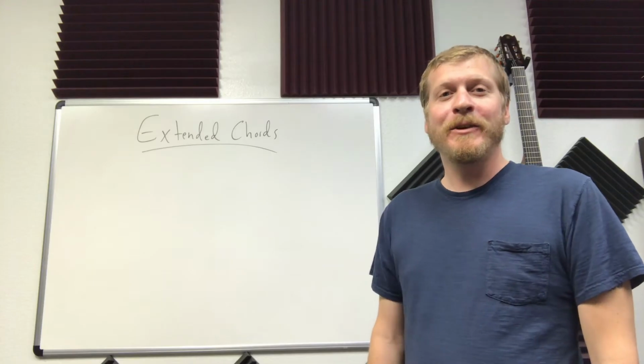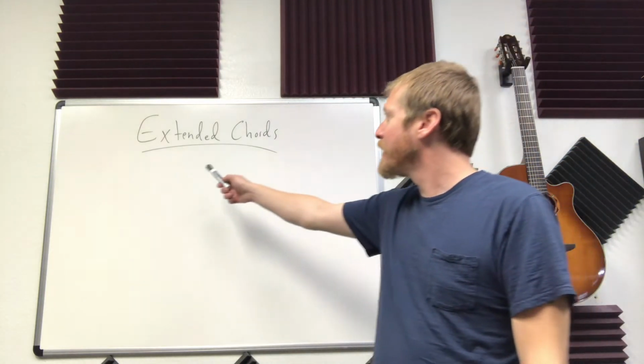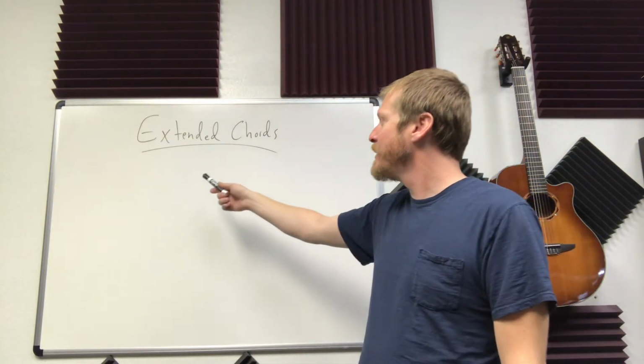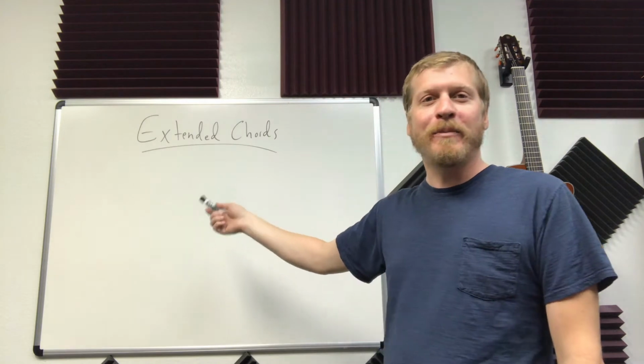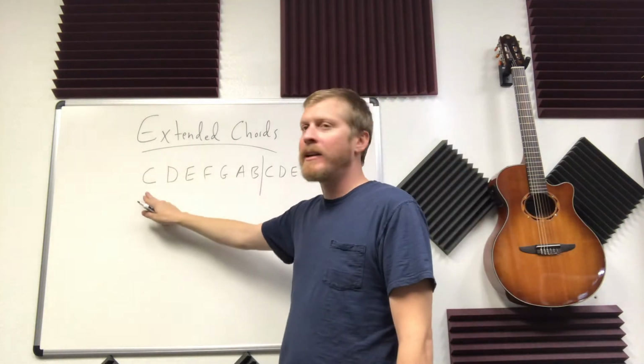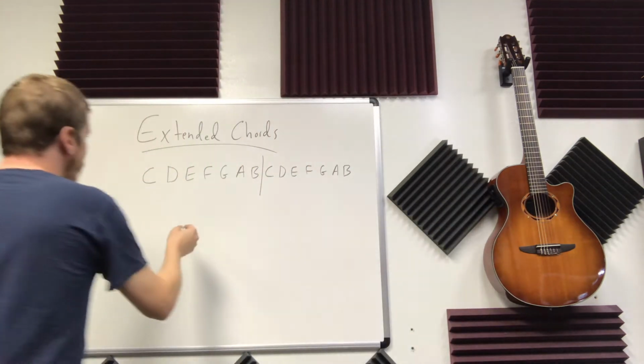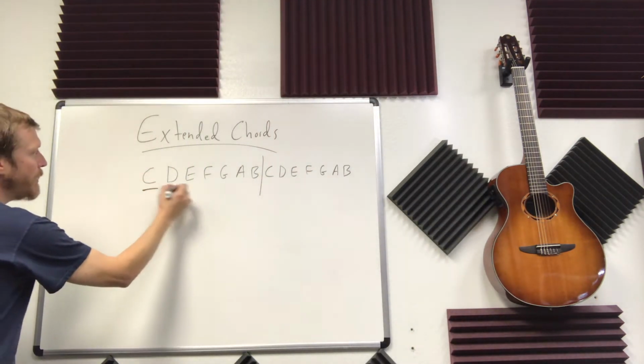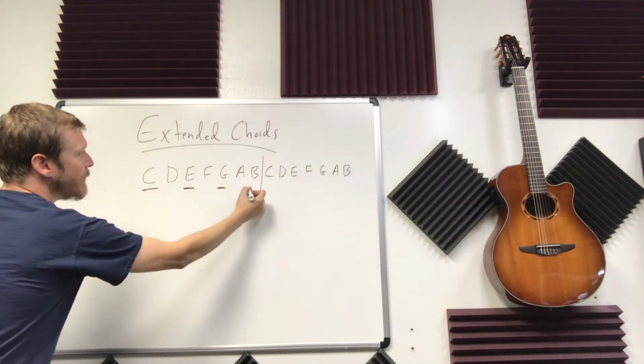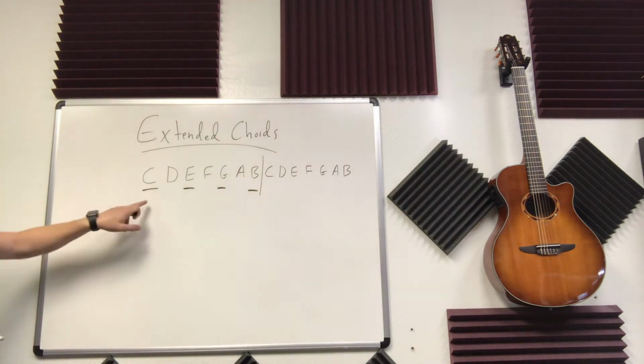Hey guys, in today's video we're going to be going over the basics of what we call extended chords. Extended chords are chords that have notes that go past the octave. If we look at a C major scale that spans over 2 octaves here, usually we're going to make chords with the 1, 3, 5, and 7 of that scale.